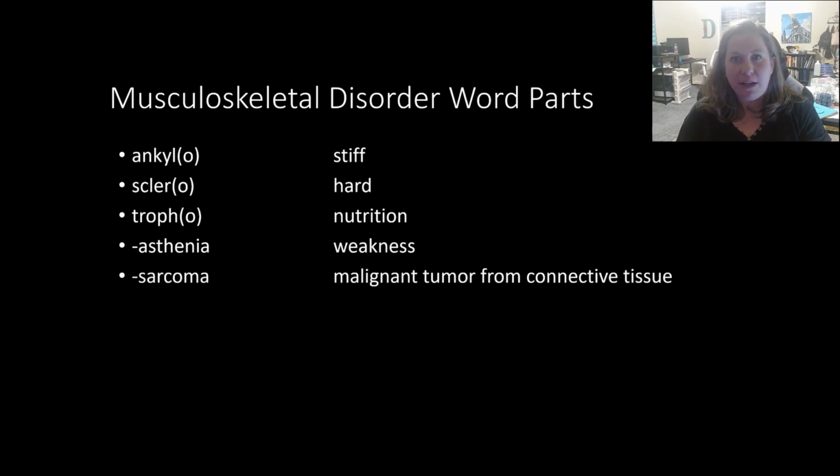The next thing we want to look at are some of the musculoskeletal disorder word parts. So ankylo is one that's in here that means stiff. Sclero means hard. Trophy means nutrition. Asthenia is weakness. And then sarcoma is a malignant type of tumor specifically of the connective tissue.